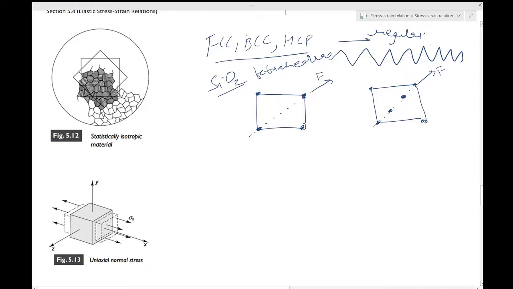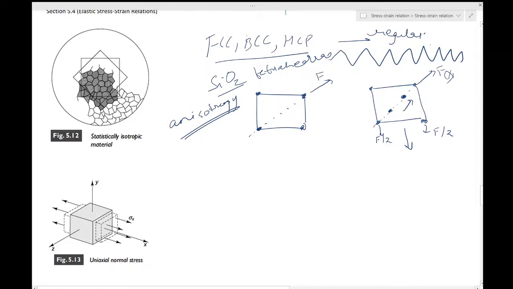So along different directions they will have different orientations. In this case, rather than doing this, you apply F by 2 and F by 2. Clearly the behavior in this direction will be different than the behavior in this direction. So this is called anisotropy. And they have different stiffnesses along different directions. Stiffness, as you know, is just the ratio between the force and the deformation which you have had. So they have different stiffnesses in different directions.